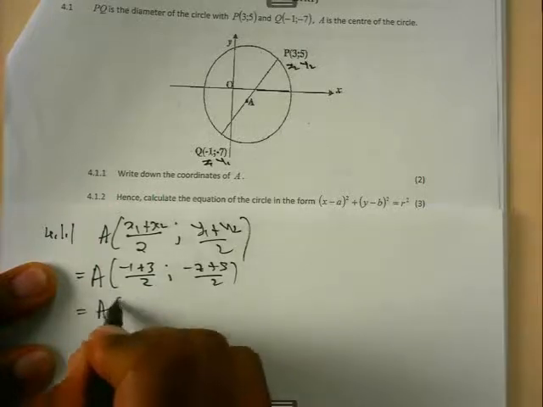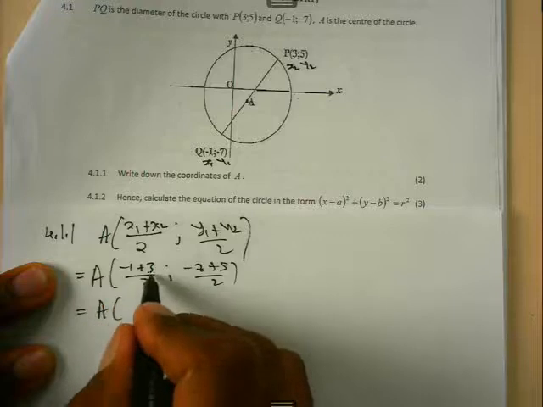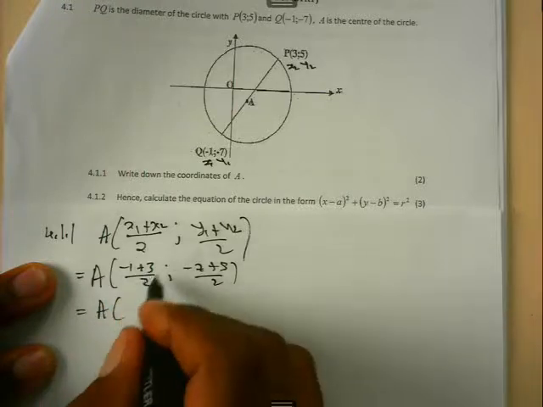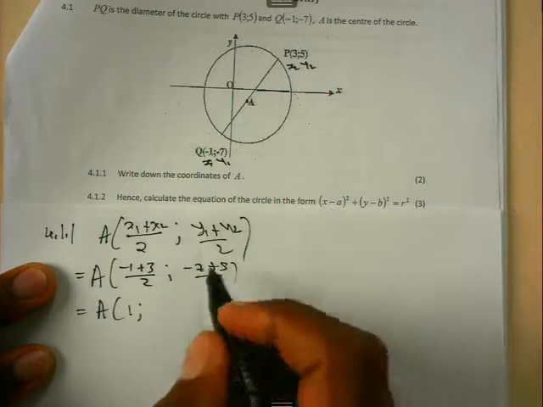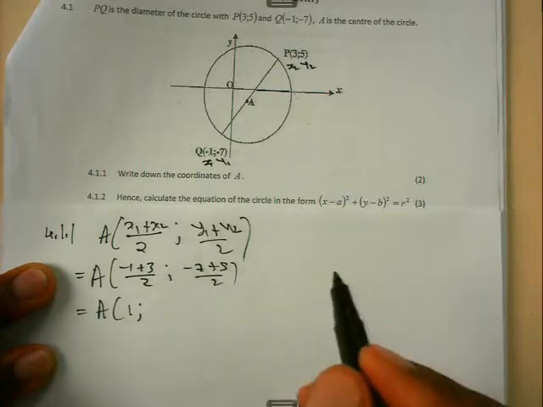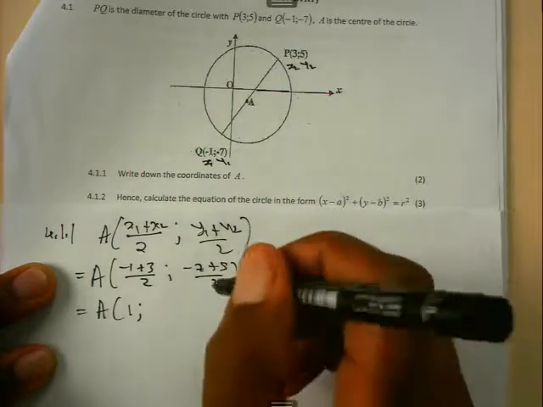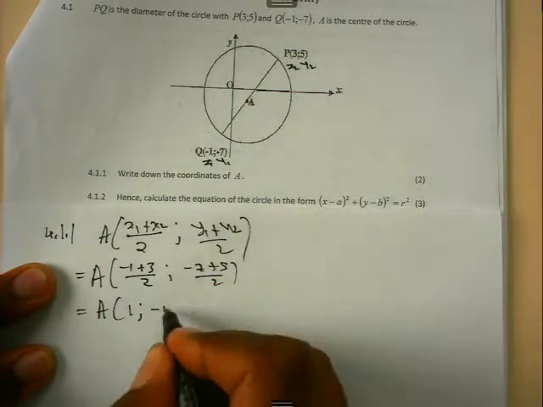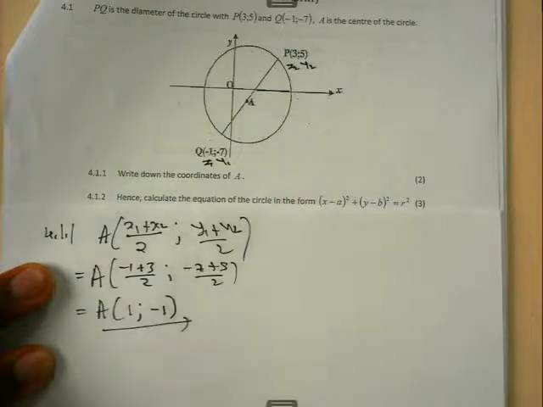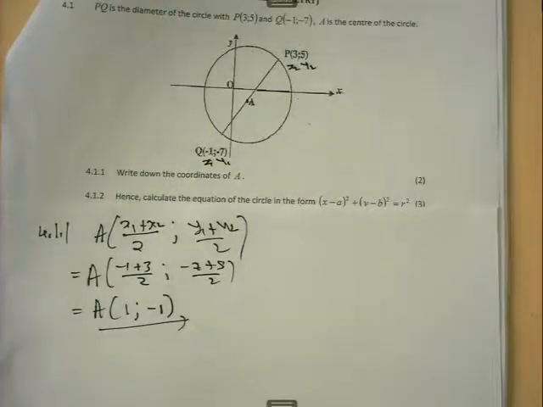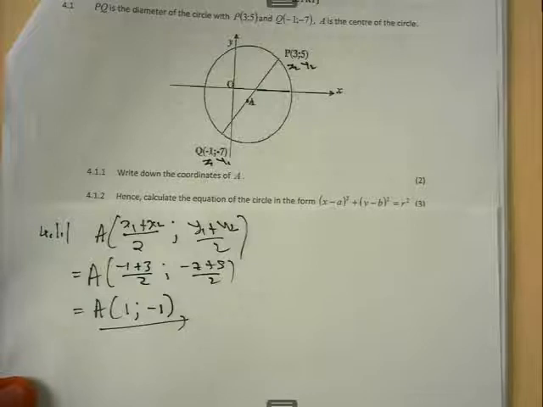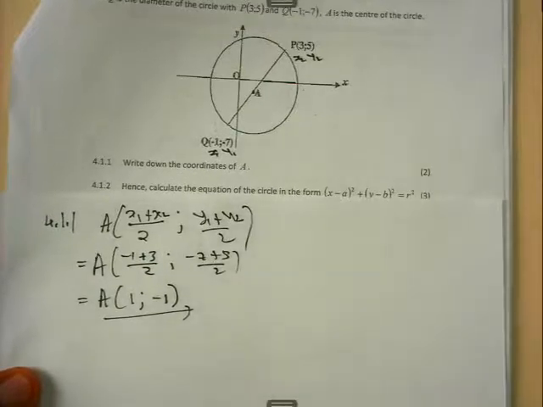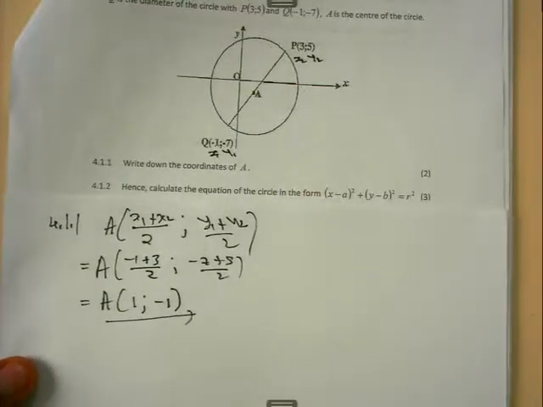Right, from here we see minus 1 plus 3 is 2. Then 2 divided by 2 is 1. And also here we have minus 7 plus 5. Of course it will be minus 2. Minus 2 divided by 2, the answer there is minus 1. Therefore now you immediately can see the coordinates of A are positive 1 as well as negative 1. I believe that you have this question right.